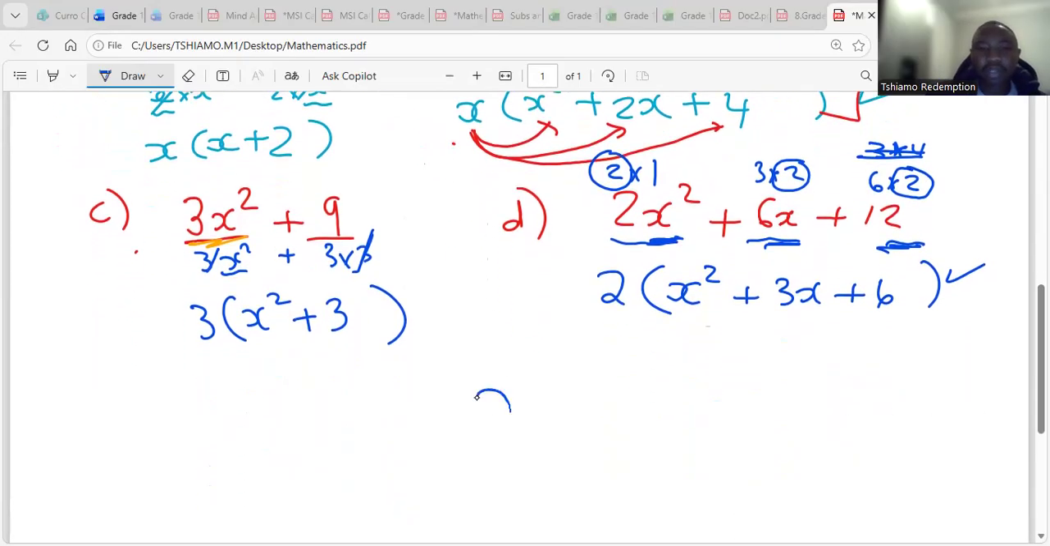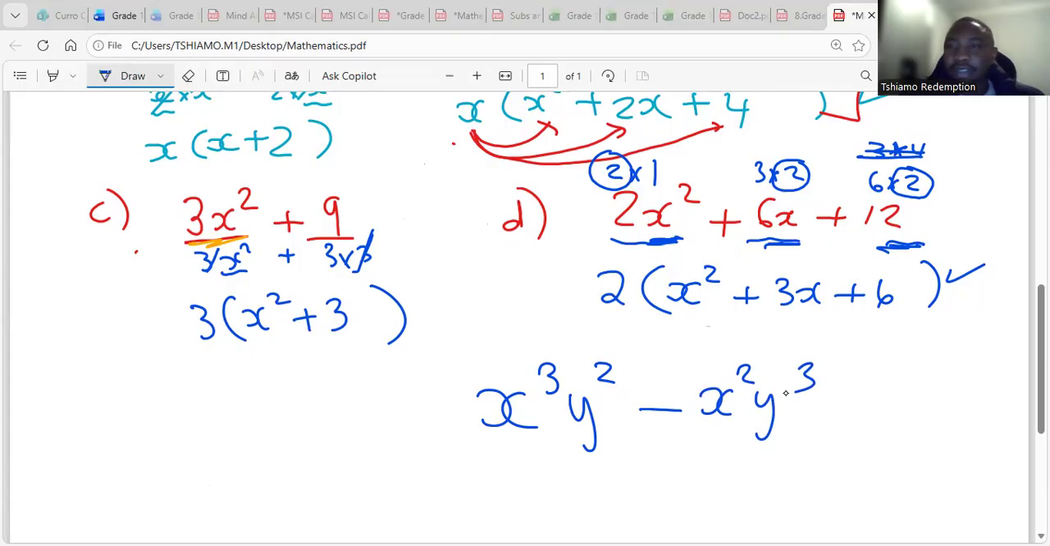Okay, let's try a bonus question. Okay, let's make that a 2. Bonus question is that one. You can pause the video and try to take out a common factor between those two. Then pause it to check if your answer is correct.